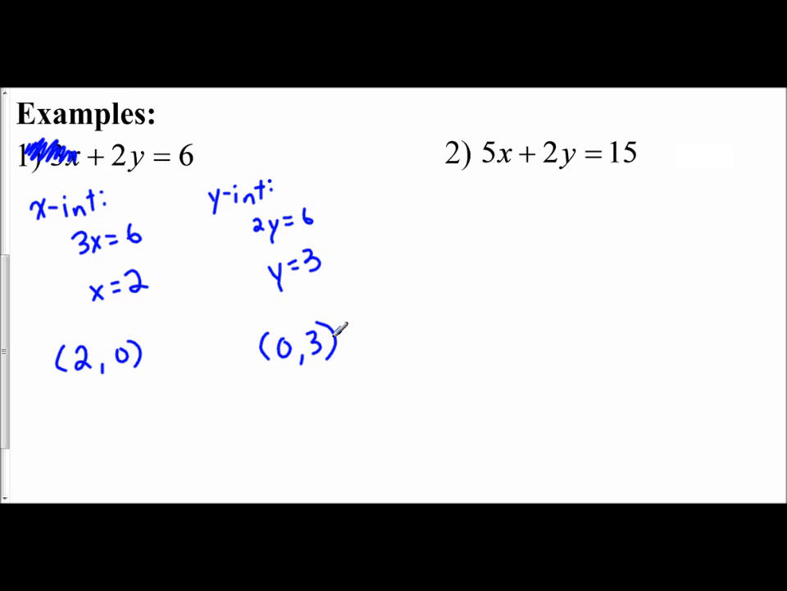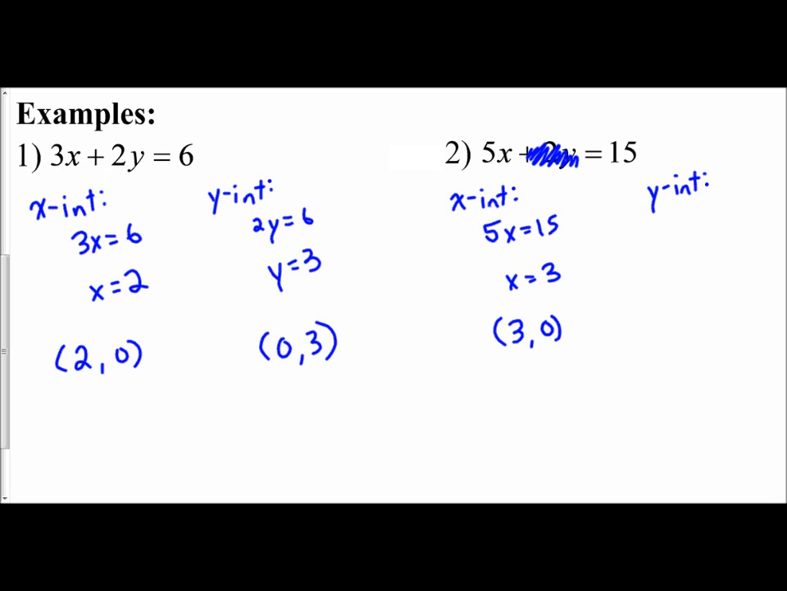So let's try that in this example. Find the x-intercept and find the y-intercept. So again, to find the x-intercept, we cover up the y term and we solve for x. So 5x equals 15. X equals 3 when you divide both sides by 5. So that's the coordinate 3, 0.